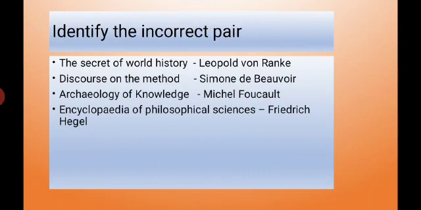Okay, now let's see some questions. First one, identify the incorrect pair. Have a look, students. The Secret of World History, Leopold von Ranke. Discourse on the Method, A.V.B. Archaeology of Knowledge, Michel Foucault. Encyclopedia of Philosophical Sciences, Friedrich Hegel. Which is the incorrect pair? Discourse on the Method. Okay, so Discourse on the Method is written by René Descartes.